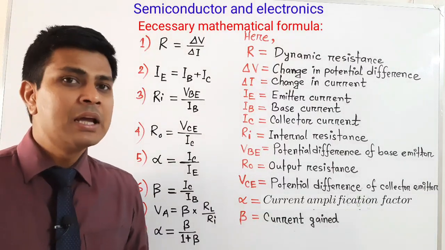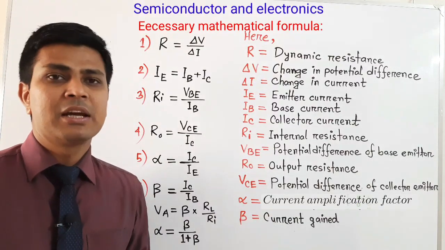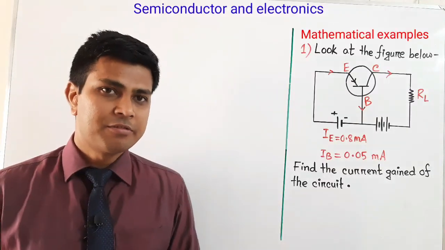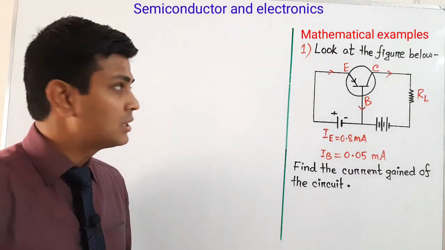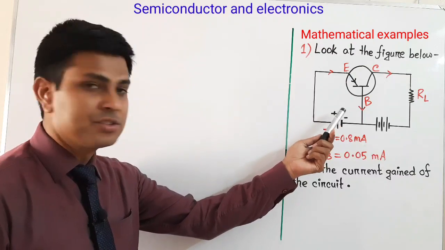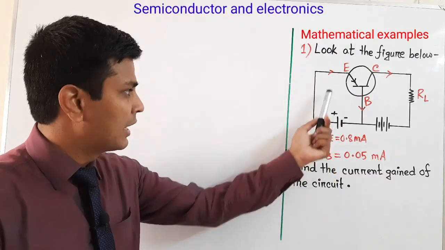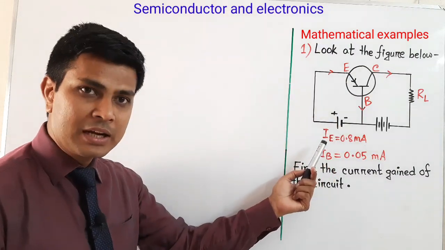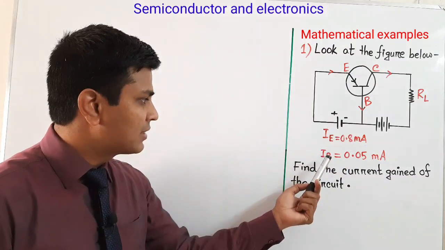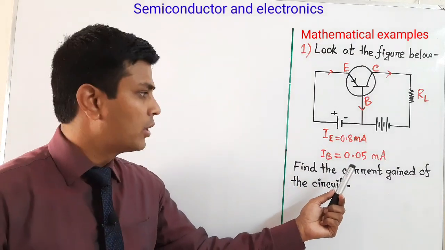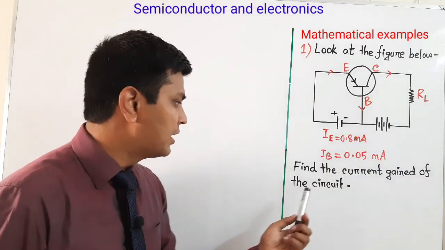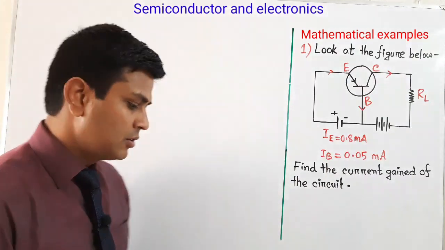Okay, my dear student, let's solve some mathematical problems related to today's topic. Let's solve the first example. Look at the figure below. This is a common base transistor, in which the emitter current is given as 0.8 milliampere, and the base current IB is given as 0.05 milliampere. The question is to find the current gain of the circuit. So let's solve this question.